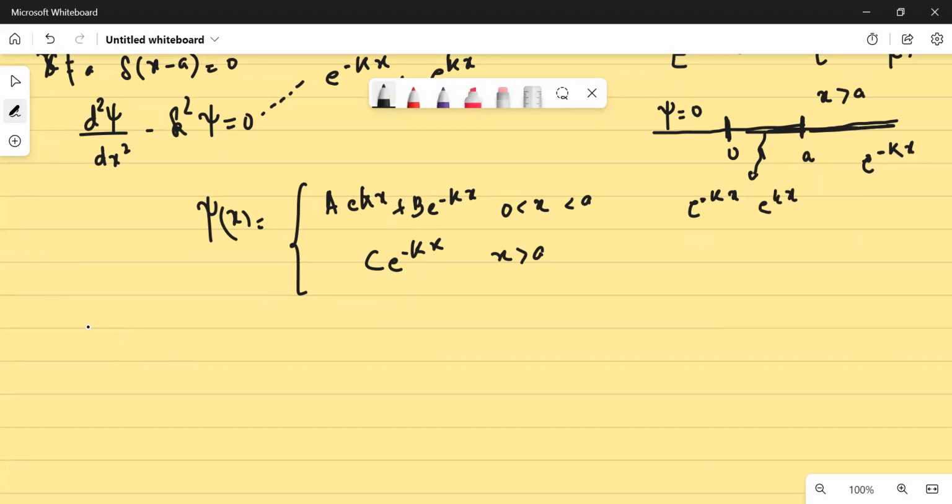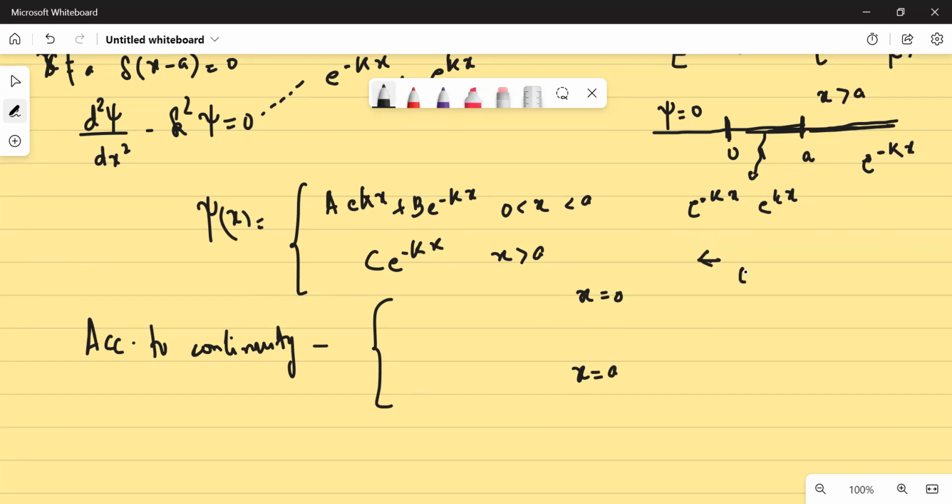Now, according to the continuity condition, the wave function must be continuous at x equal to 0 and x equal to a. So at x equal to 0, to the left of it, your wave function is 0. So 0 should be equal to A plus B, which says that B should be equal to minus A. This is the first thing that we can obtain from the continuity condition at x equal to 0.